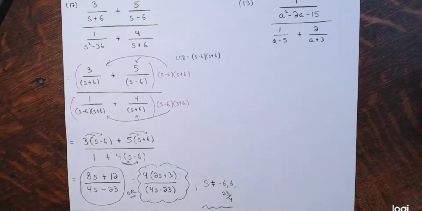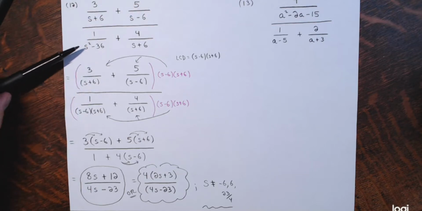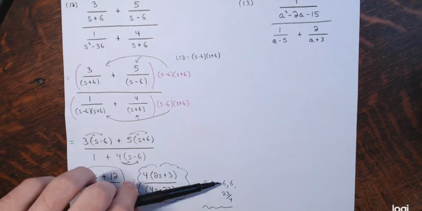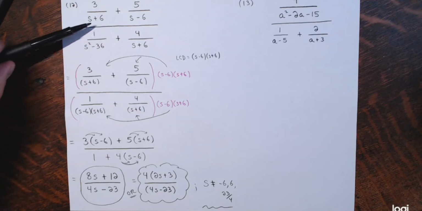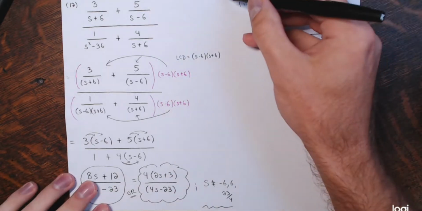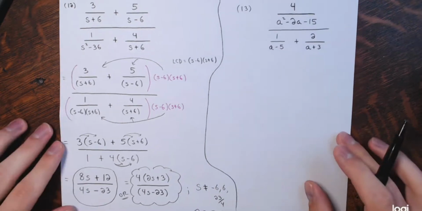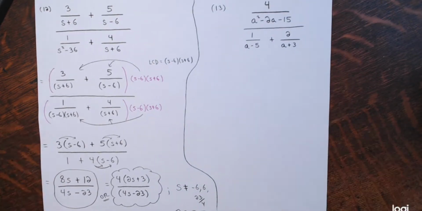Go back to the original expression, replace s with any value that's not one of these three, and you'll see that the value of the original expression will be the same as the value of the final expression, with that same value of s. That should be happening, as long as you did everything correctly. I leave it to you to test some values of s.